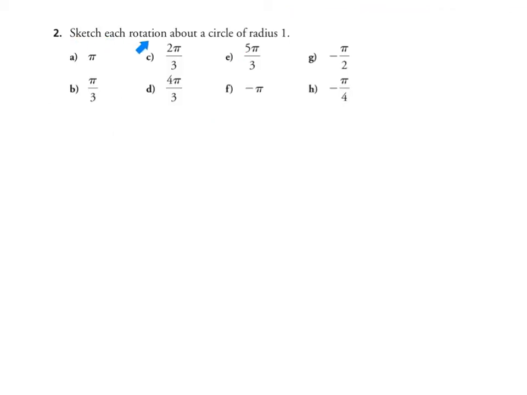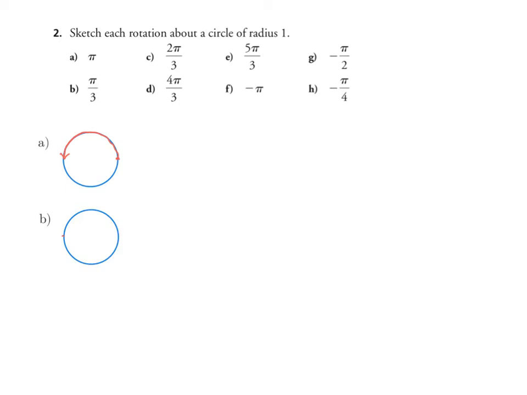Number 2, sketch each rotation about a circle of radius 1. I don't know why they keep asking us to do it with a circle of radius 1. Any circle would have the same angles. They did that in the last question too. It's a bit weird. All right, so let's start with pi. We always start on the right hand side and work counterclockwise, and pi is halfway across. So there we go.